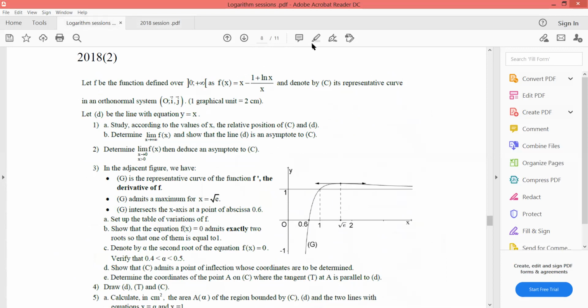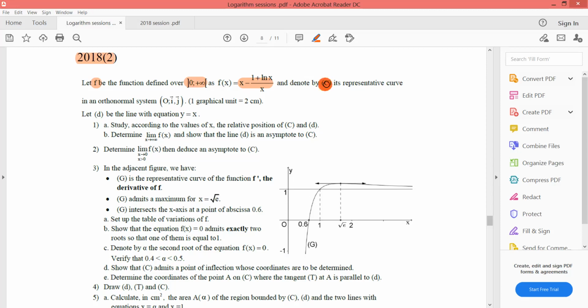In this video, we are going to solve the session 2018. In this, we have the function f defined over the interval 0 plus infinity by f(x) equals x minus (1 plus ln x) over x. We have solved before a similar exercise, but here instead of minus, we have plus.